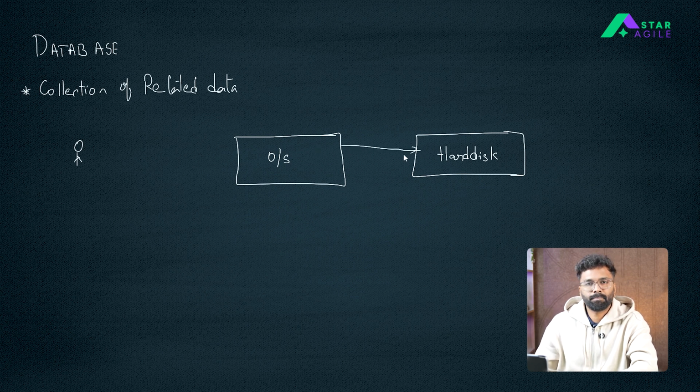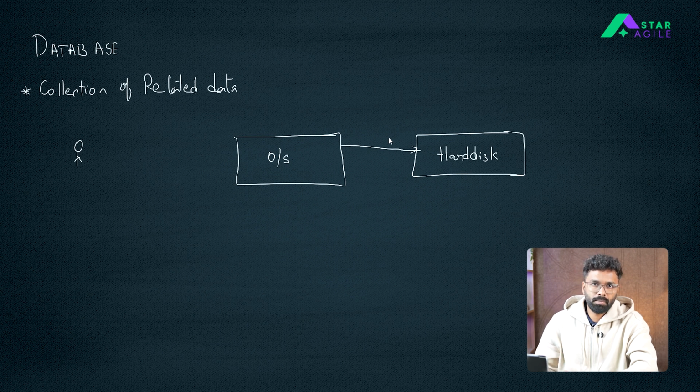Okay, so now as an end user, I'll pass my information through the operating system and I'll store it into the hard disk, right? So now it's fine. Now we are storing it in the hard disk. From the operating system, we are passing that information. So now as an end user, again, I will not directly interact with the operating system, right?